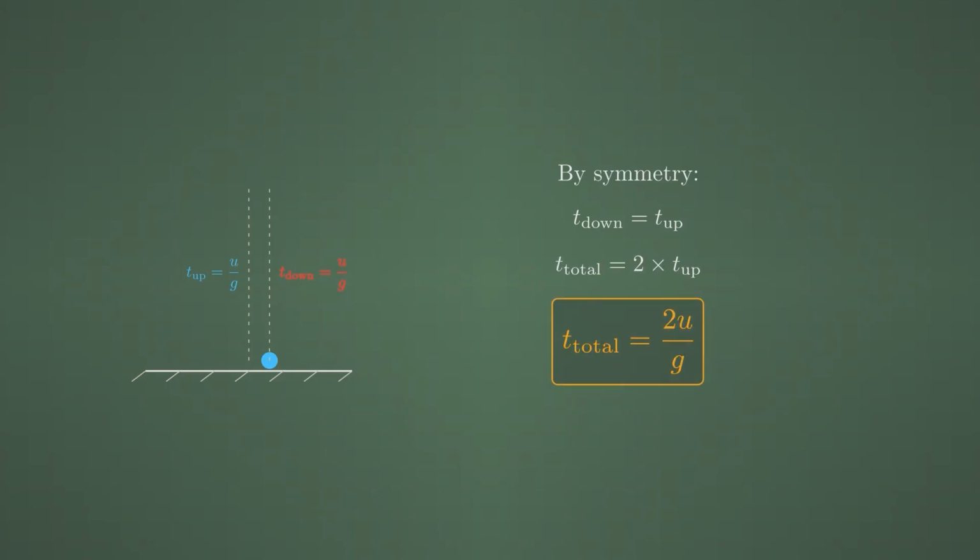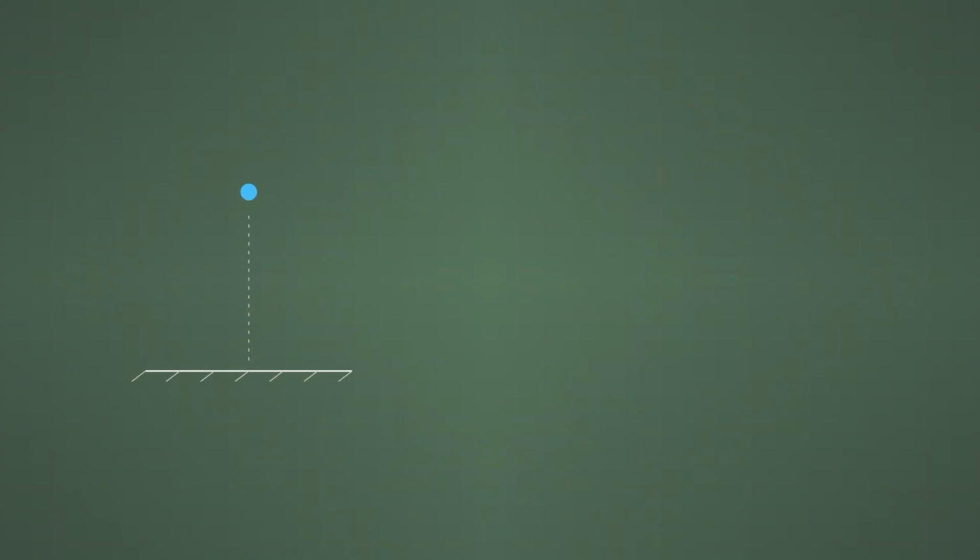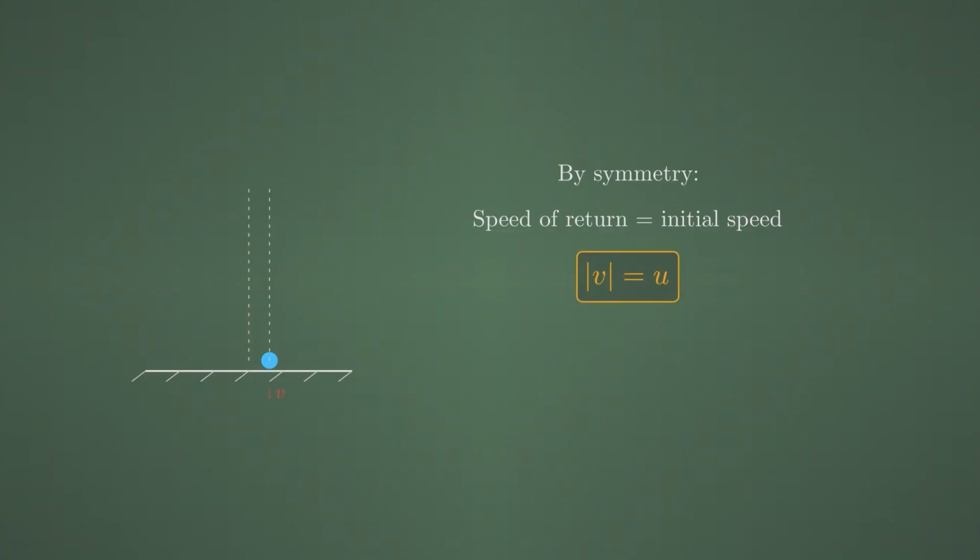And then total flight time back to launch: by virtue of symmetry, we can say that our total t is equal to 2u over g. And our speed on return to launch height, again by symmetry, is going to equal u. So let's do a quick example, because obviously these principles are all airy-fairy until you actually put them into use.